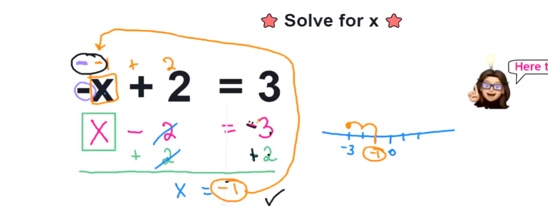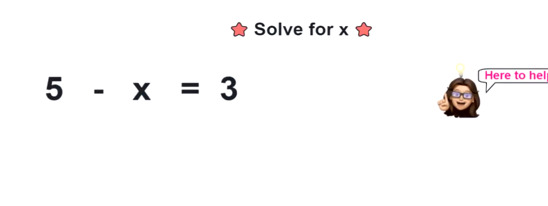Let's do another problem here. Let's take a look at number 2 here. Very similar, we've got a minus x again. But in this problem, which we're going to start by reading, I have 5 minus x equals 3. I don't want 5 minus x. I'm solving for x. I need x equals.